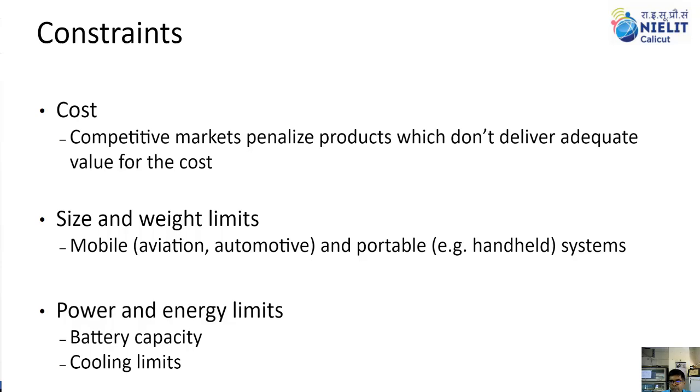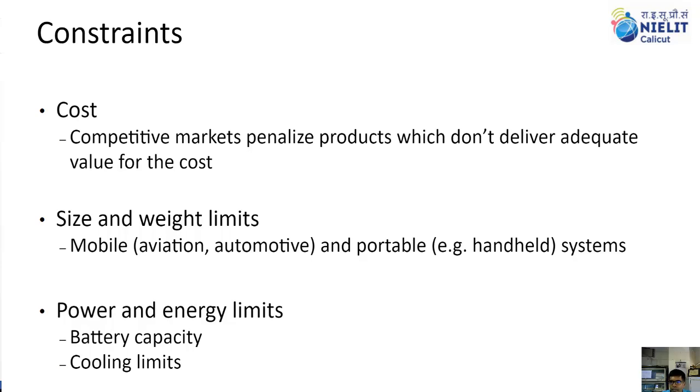And again, the size and weight limits, because when you add a new embedded feature to your product, it should not increase the size and weight of the product. And most of the products are mobile in nature, like aviation and automotive applications, and a few devices are portable in nature. So if you increase complexity, not only size complexity but processing complexity, you need more battery power. So you cannot increase the battery capacity, which will ultimately increase the weight of the product.